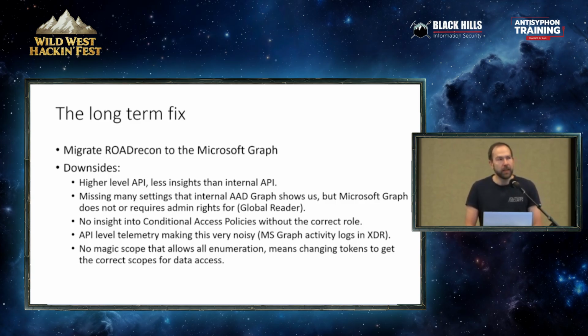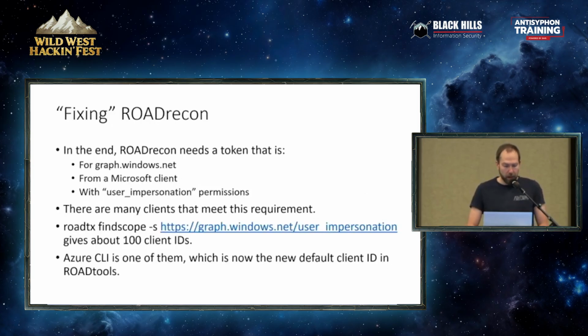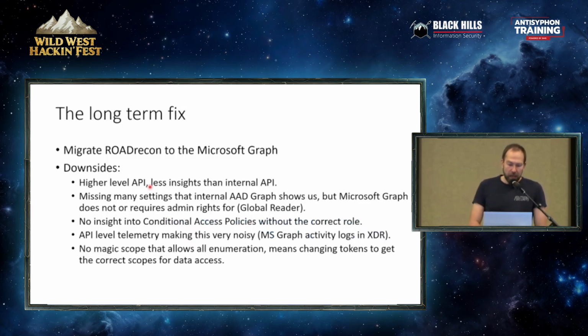What's also annoying is that the Microsoft Graph doesn't have this magic user impersonation scope. For the graph.windows.net, we can just get a token which can do whatever the user can do. For the graph.microsoft.com, that doesn't work. So that means that we need to get a scope that allows us to query the conditional access policies. And if you want to do that, you need to sign into a very specific app.